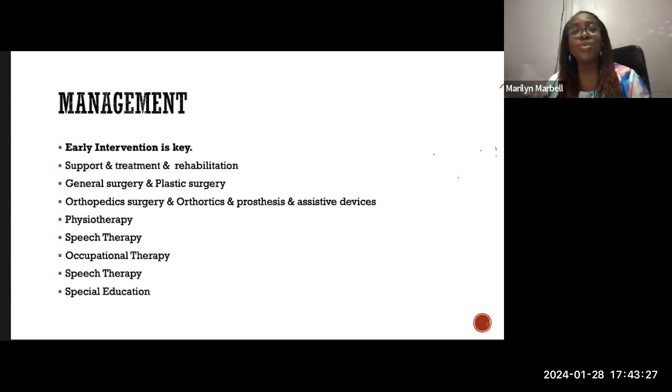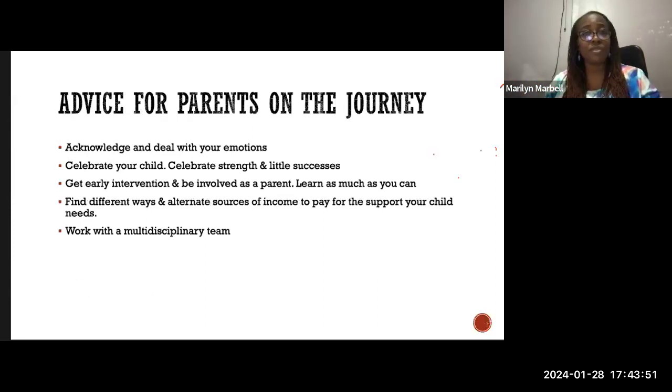Those whose speech we know will be affected will need early speech therapy, occupational therapy, all those things. And then special education, if we know their learning will be affected. So it's a multidisciplinary management. Everybody is on board. But most importantly, the family, the nuclear family, is the one driving this when it comes to birth defects. So I have some advice for parents on this journey.